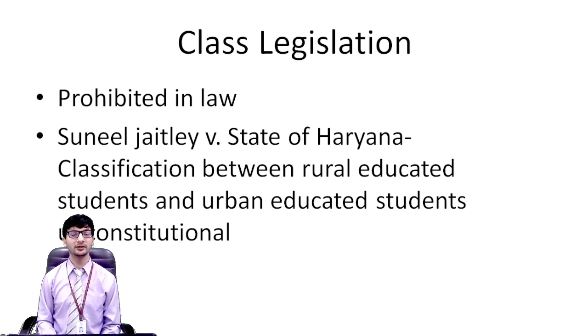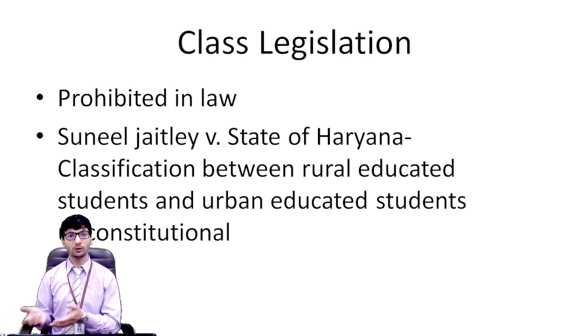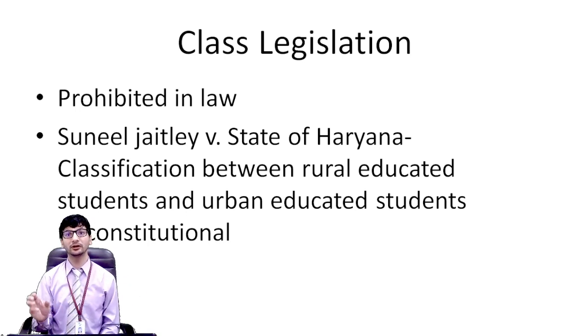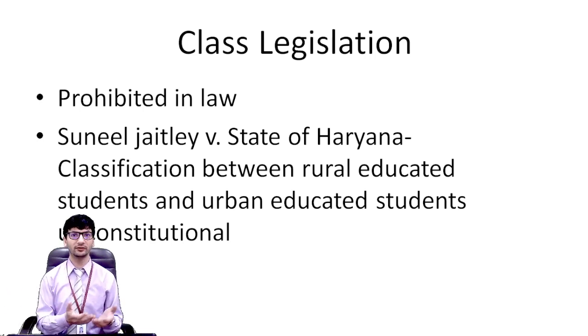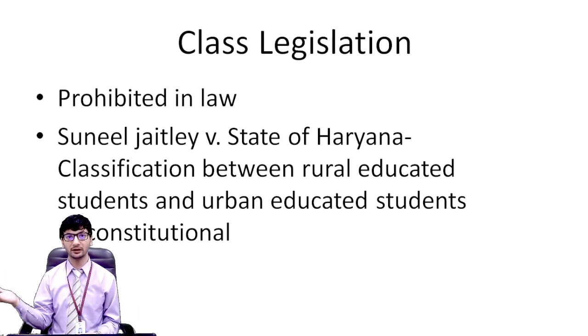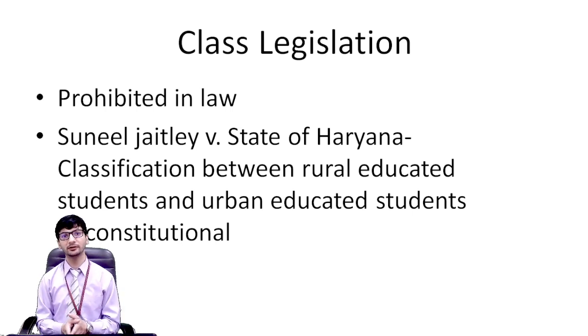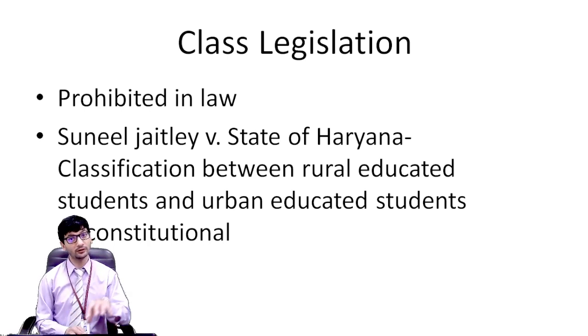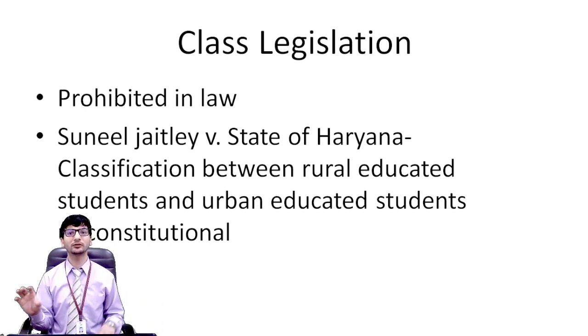Because one thing is, what is the object being sought? If we talk about the education system in India, the main objective is that everybody should get that, and everybody should rise. Education is very important for every person to rise up in life. But the point over here is that the object which has to be achieved is not being achieved by this kind of classification. That is why it is not a reasonable classification. It becomes class legislation.